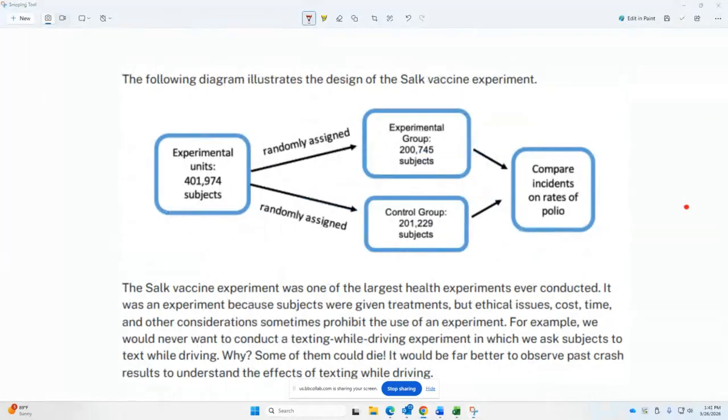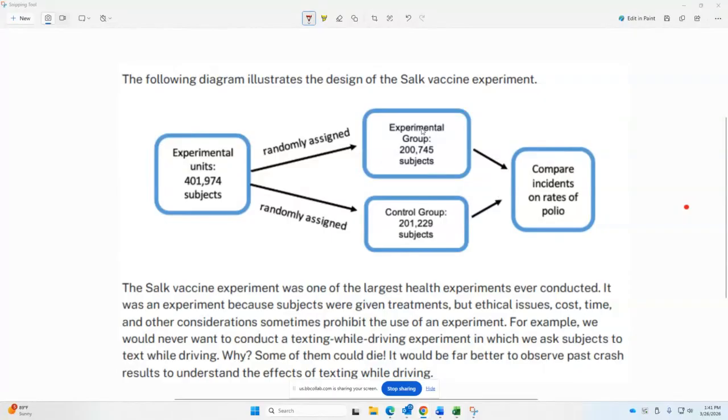Let me just check that it's recording. Yes. Here we have, in total, the population is 401,974 subjects, and they were randomly assigned to two groups. One group is the experimental group with 200,745 subjects, and the other one was the control group. It had 201,229 subjects. And then you compare the results of that polio vaccine.